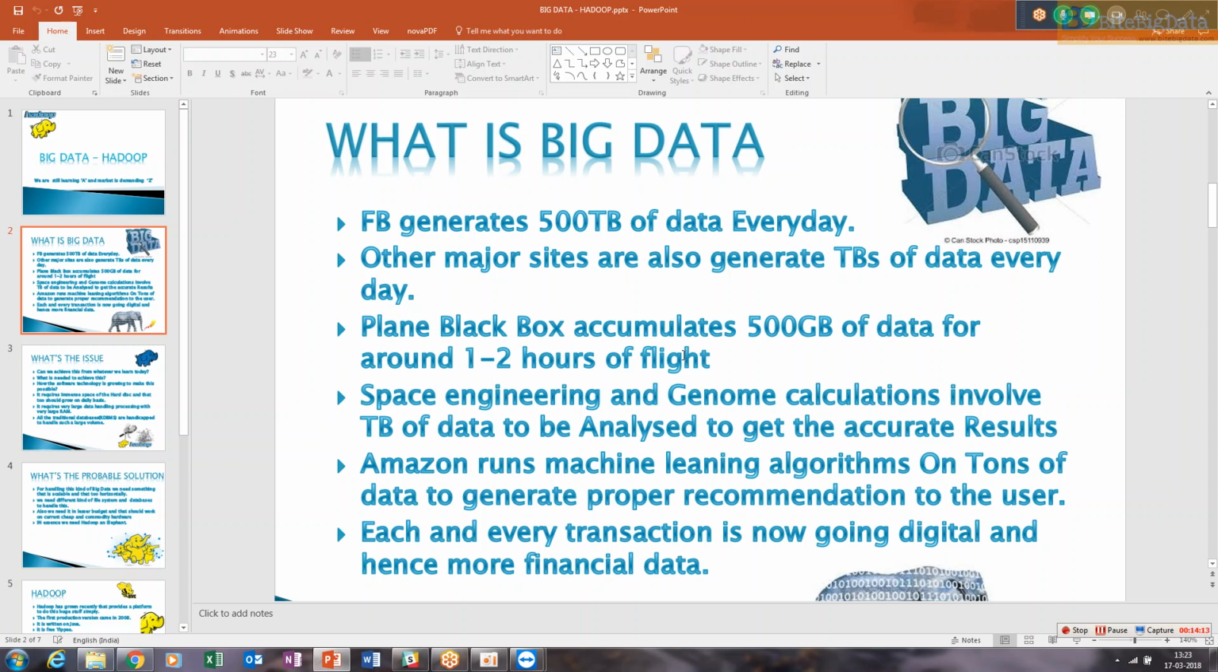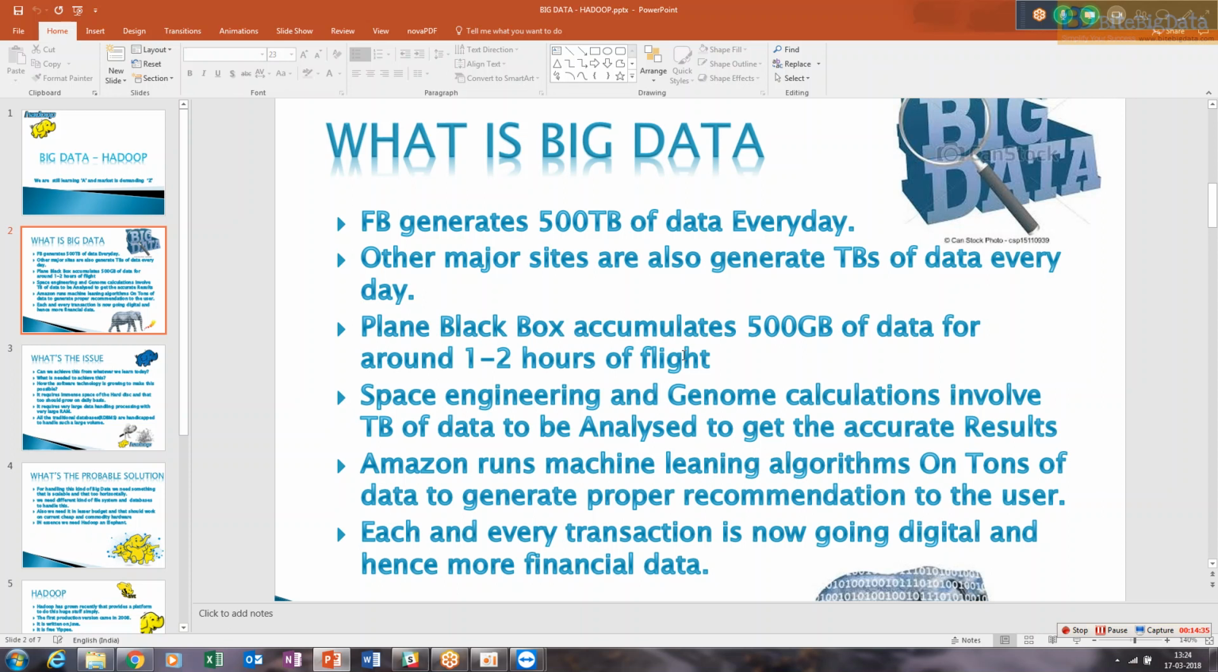Whenever a plane flies, it keeps generating a lot of data from different sensors. That is recorded as data, and also the voice of the pilot and the communication between the ATC and the pilots, and the mutual communication also gets recorded in your recorder. So basically there are two different units in a black box: one is the data recorder and the other is the voice recorder.